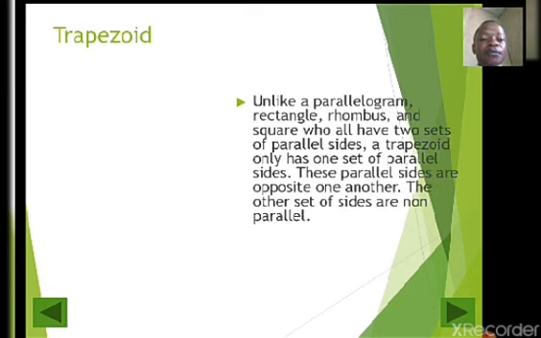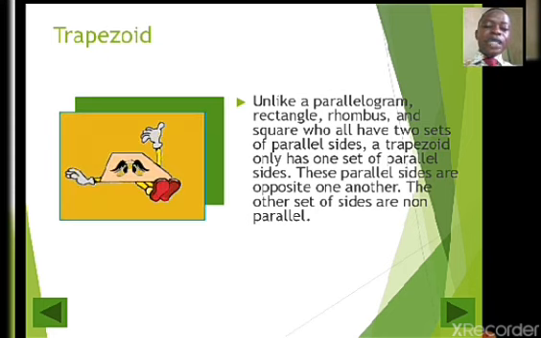Unlike parallelogram, rectangle, rhombus, and square, which all have two sets of parallel sides, a trapezoid only has one set of parallel sides. These parallel sides are opposite to each other. The other set of sides are non-parallel. So we can see the diagram of a trapezoid.